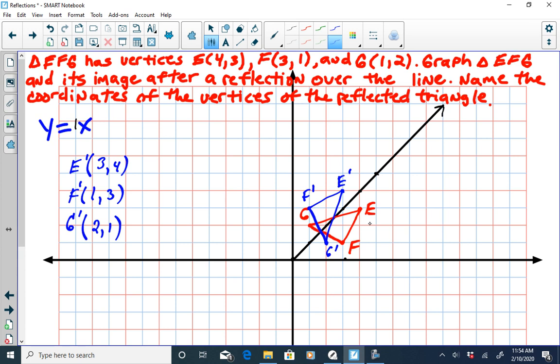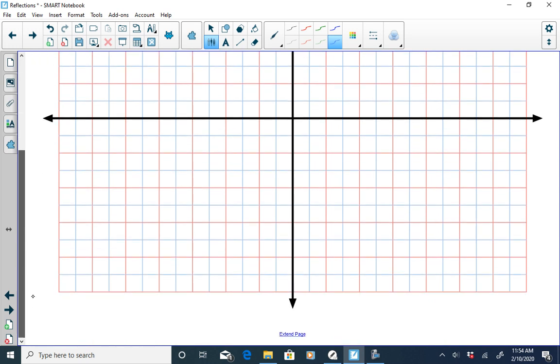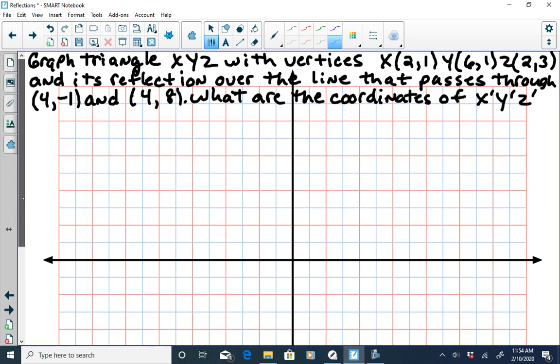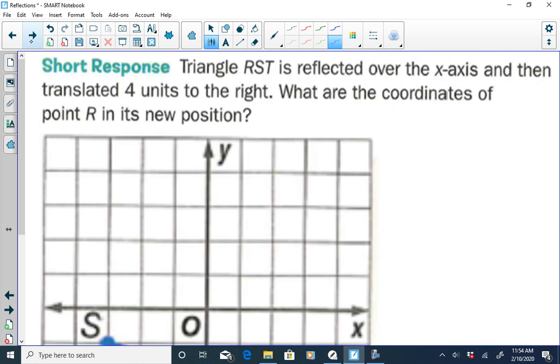So just remember, a reflection over the line y is equal to x, we simply flip-flop: y becomes x and x becomes y. All right, and let's see, is there anything else that we need to do? Let's see. Graph the triangle and its reflection over the line that passes through that point. What are the coordinates? That's one that you guys could probably play around with on your own.